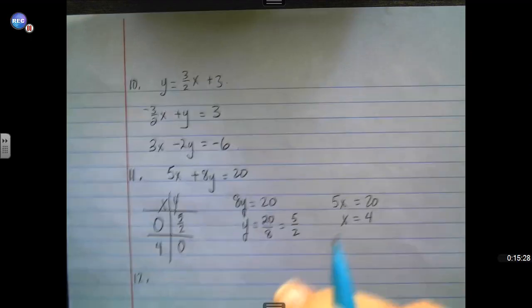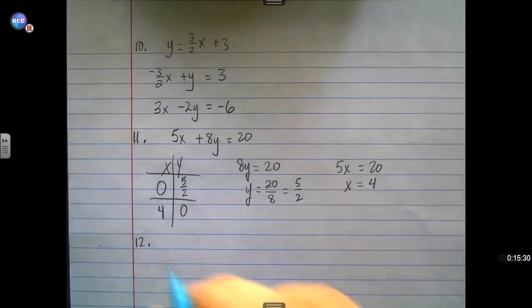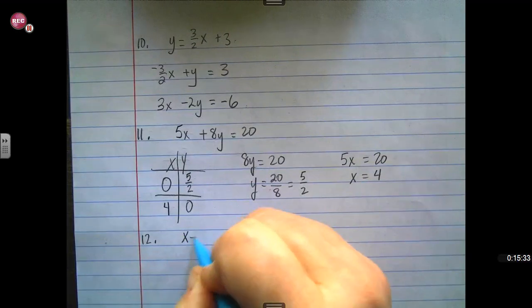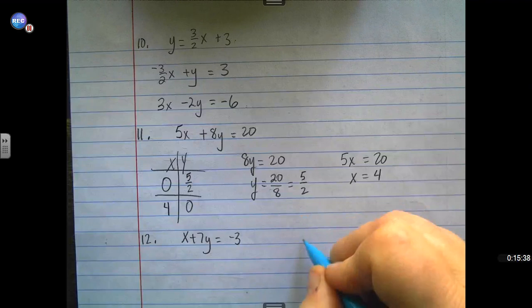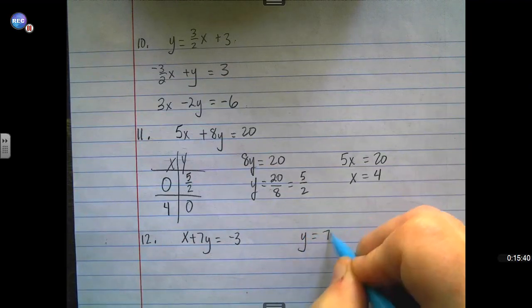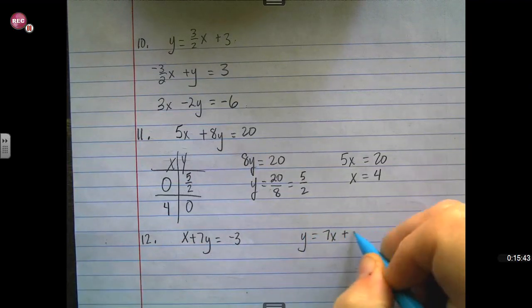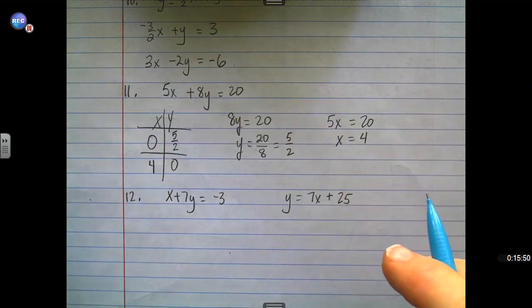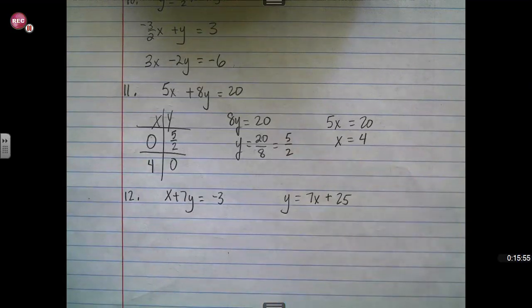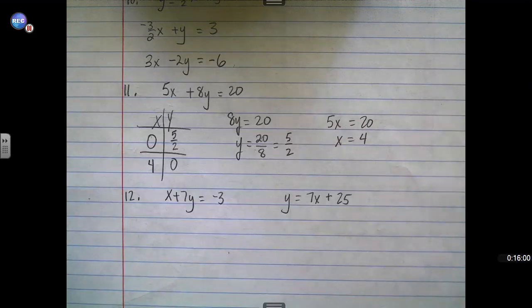Number 12. Determine whether the lines are parallel, perpendicular, or neither. x plus 7y equals negative 3. y equals 7x plus 25. Okay. So I think some of you, the method that you employed was to try to graph these lines, and technically that would be probably the most difficult way to figure that out. Really all we need to do is find the slope of each line.